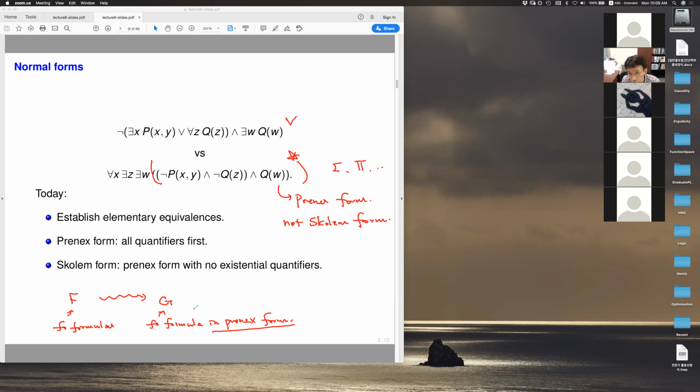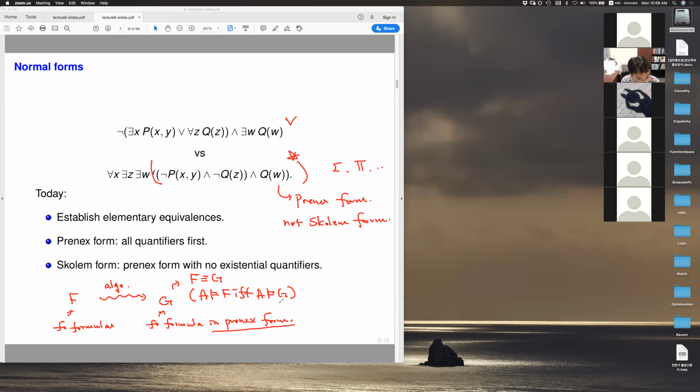And I said it doesn't change anything, by which I mean that they too have exactly the same meaning. So we're going to write this equivalence like this. This means for every structure A, A satisfies F if and only if the structure satisfies G. So semantically, they say exactly the same thing. So this is the first step of the normalization process we're going to talk about.